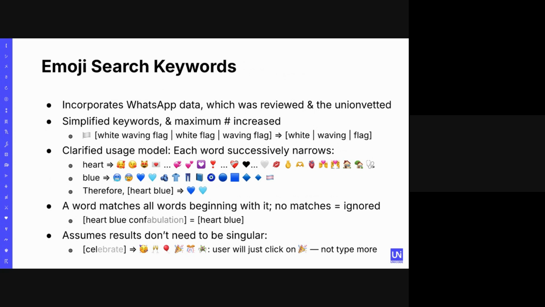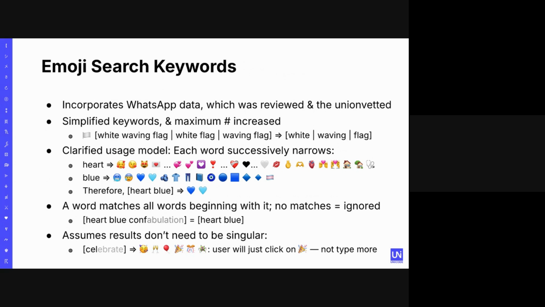We also simplified the keywords and increased the maximum number of keywords so that you take something like white waving flag. We used to have white waving flag and waving flag, and now it's just white and waving and flag, because we really don't care what order you type these in, and we don't want to miss something because you happen to change the order. It was much simpler to just use the individual keywords.